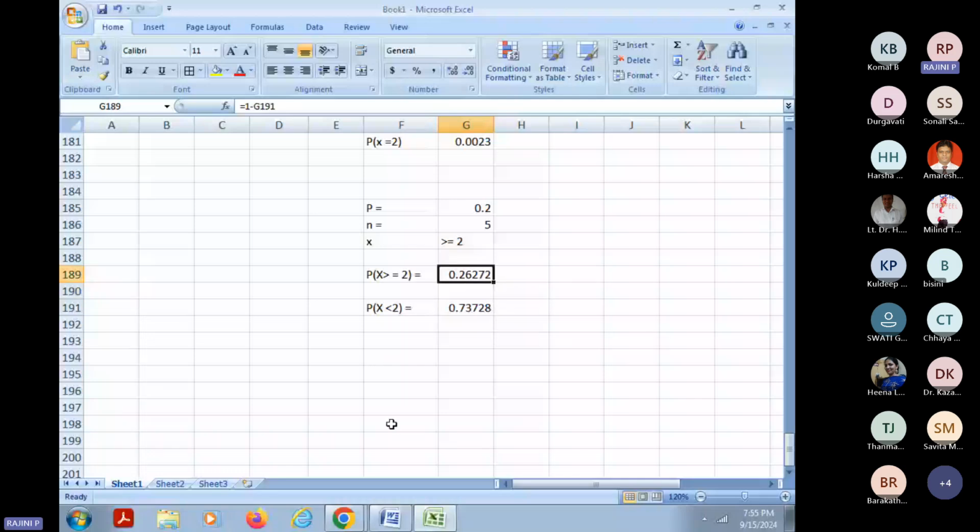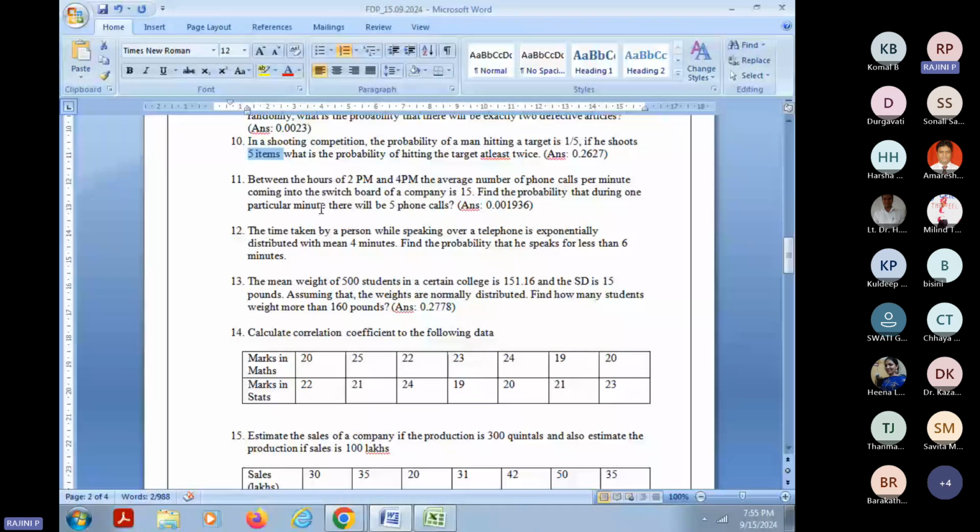Next question: between the hours of 2 p.m. and 4 p.m., the average number of phone calls per minute coming into the switchboard of a company is 15. Find the probability that during one particular minute there will be 5 phone calls. So you are concentrating on the event, not on time. In 1 minute, what is the chance of getting 5 calls?